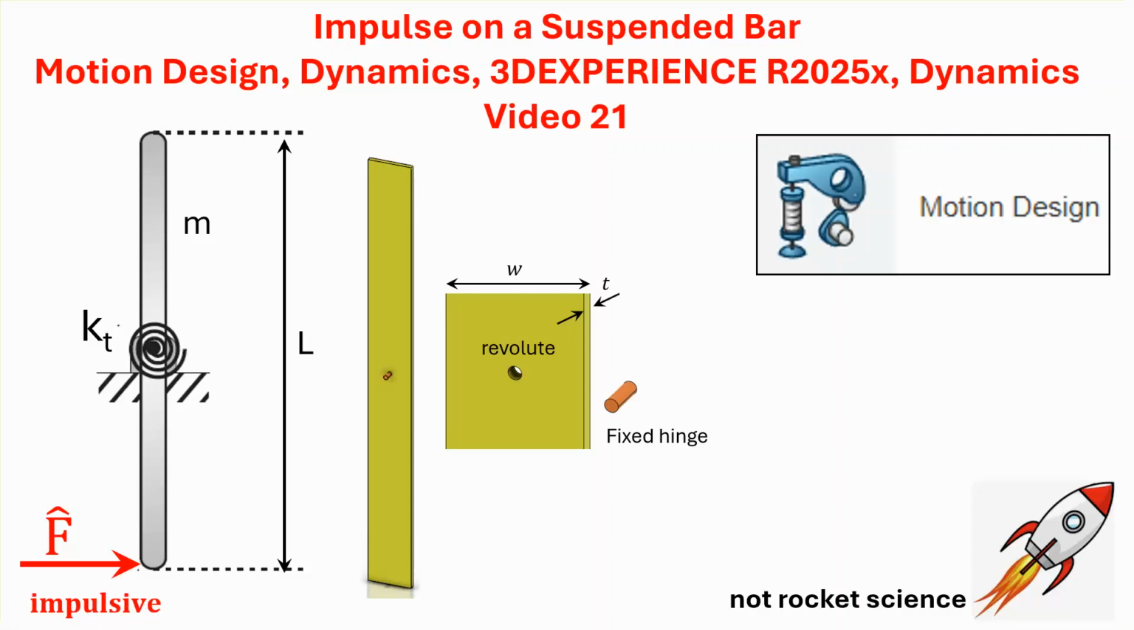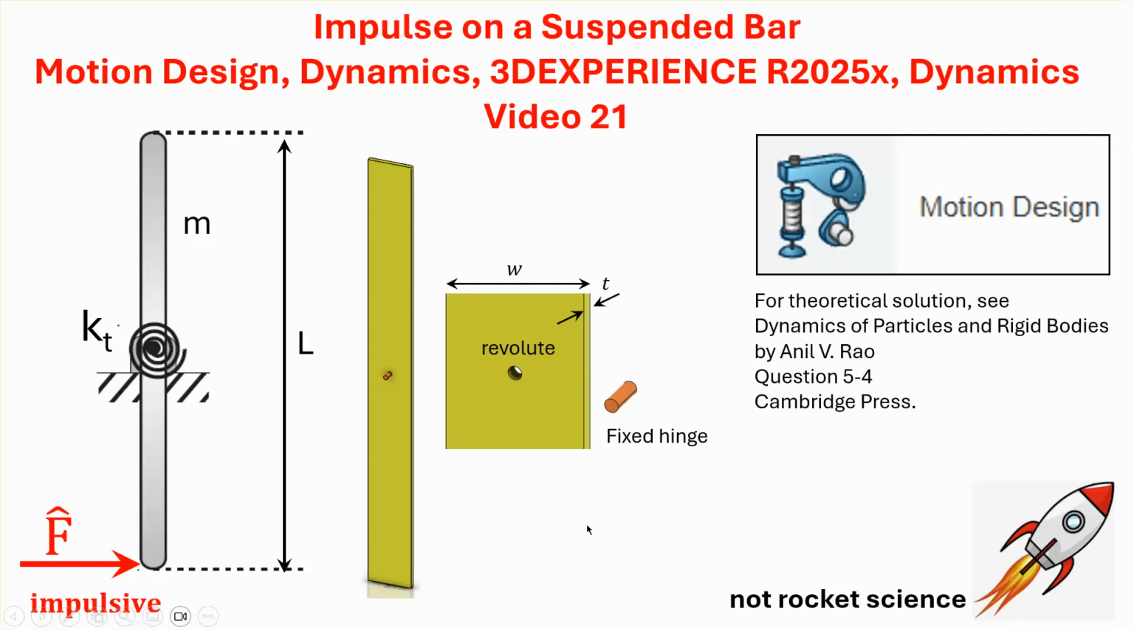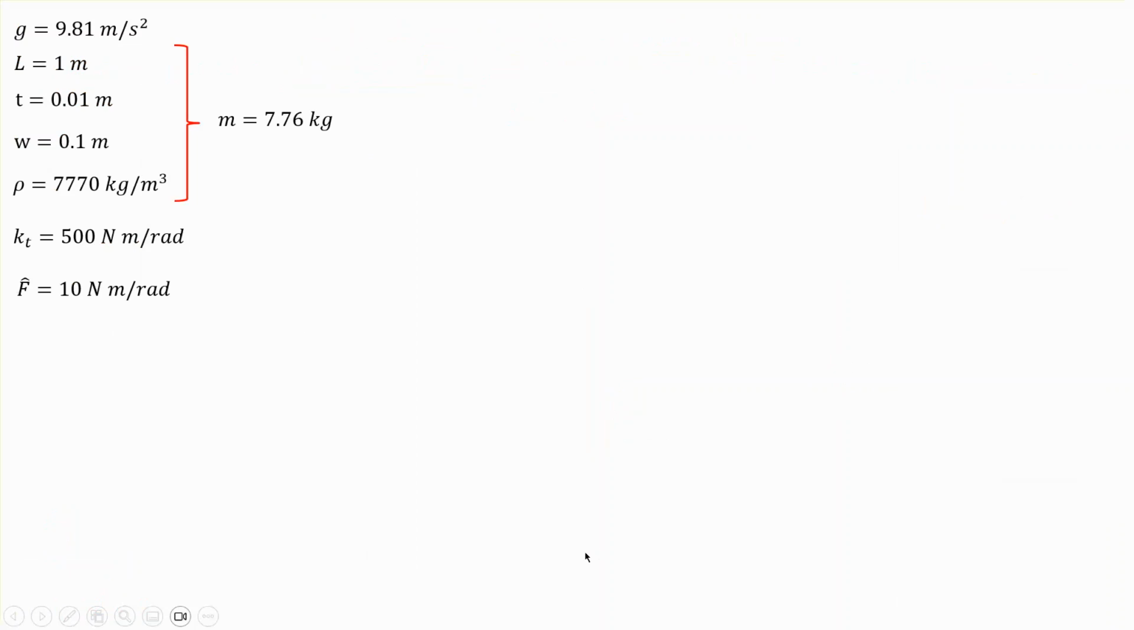Now, there are some dimensions here that I'm going to be giving, and you can see that I'm modeling this bar with a thin plate like that, which is okay. And there's a fixed hinge, and there's a revolute joint between the bar and that hinge. This problem's analytical solution can be found in the book by Rao, and I'm using that to compare my 3D experience result. The specifics of the dimensions are given here, and we're going to come back to that in a minute.